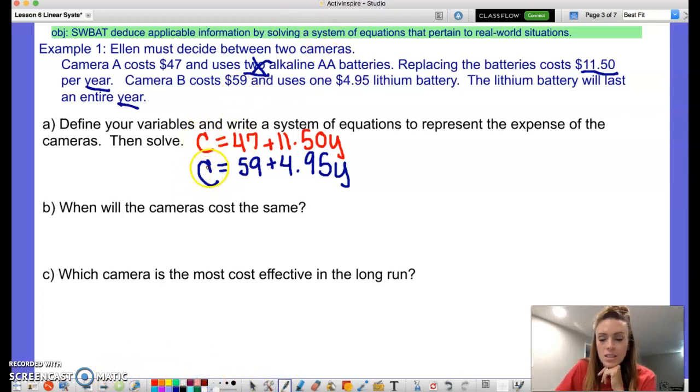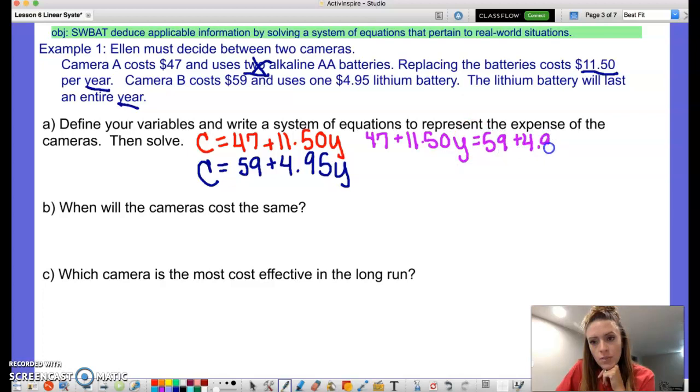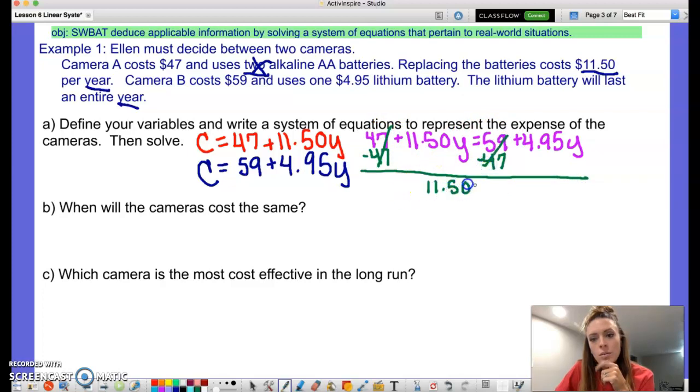We have C and C, so let's just set them equal, right? We can just use substitution and put this guy in for the C here. So we are going to have 47 plus 11.50y equals 59 plus 4.95y. Okay, and then we'll just go ahead and subtract and go back and forth. So minus 47, minus 47. We've got 11.50y equals 4.95y.